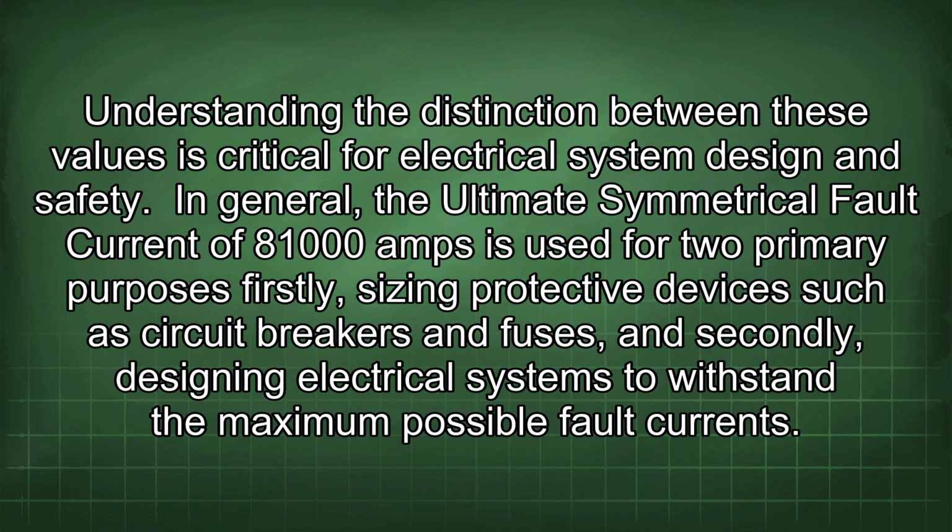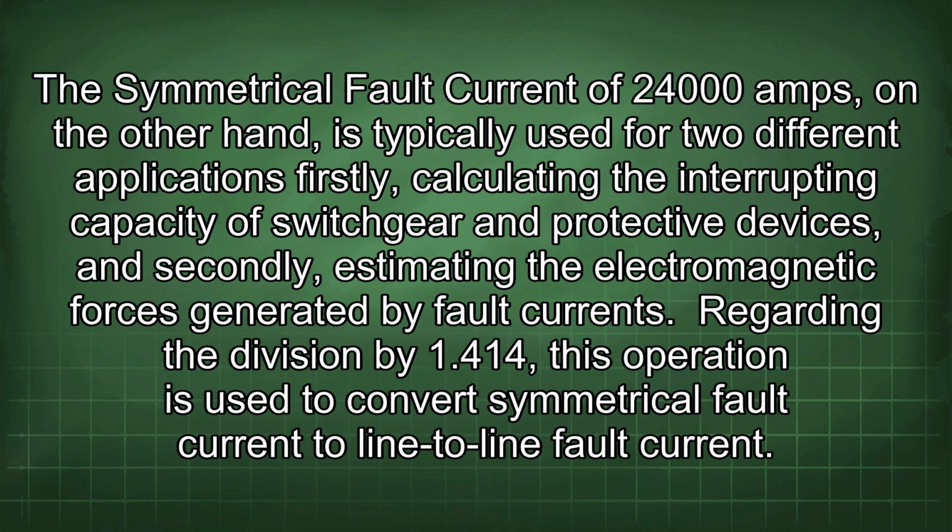In general, the ultimate symmetrical fault current of 81,000 amps is used for two primary purposes. Firstly, sizing protective devices such as circuit breakers and fuses, and secondly, designing electrical systems to withstand the maximum possible fault currents. The symmetrical fault current of 24,000 amps, on the other hand, is typically used for two different applications. Firstly, calculating the interrupting capacity of switchgear and protective devices, and secondly, estimating the electromagnetic forces generated by fault currents.